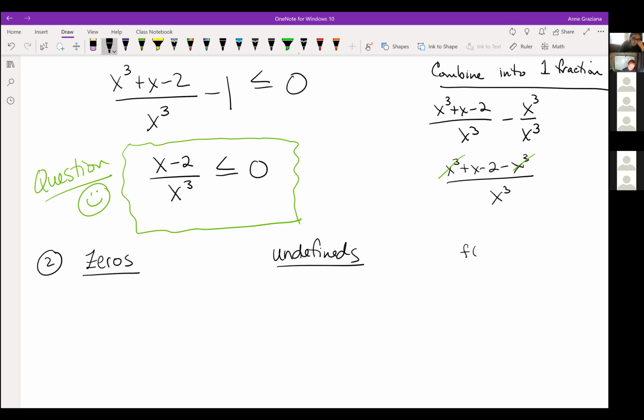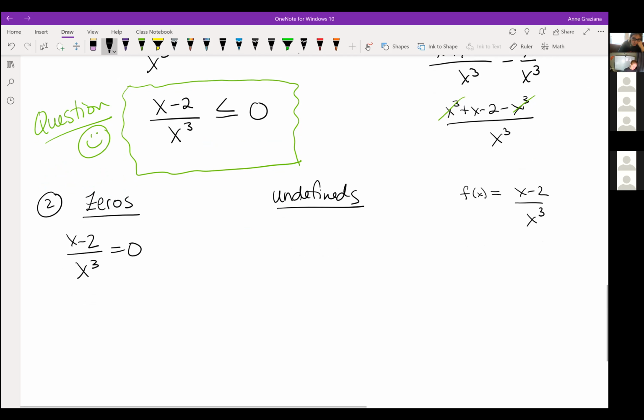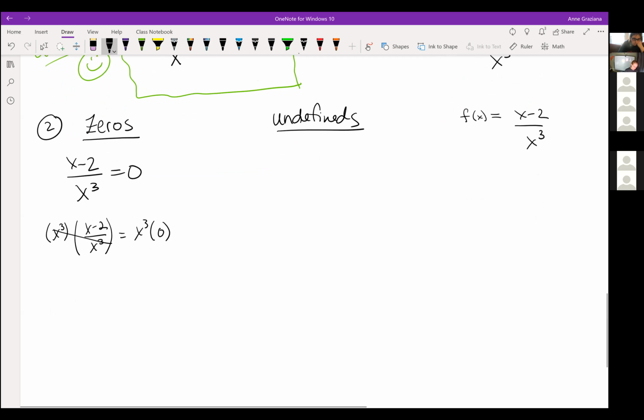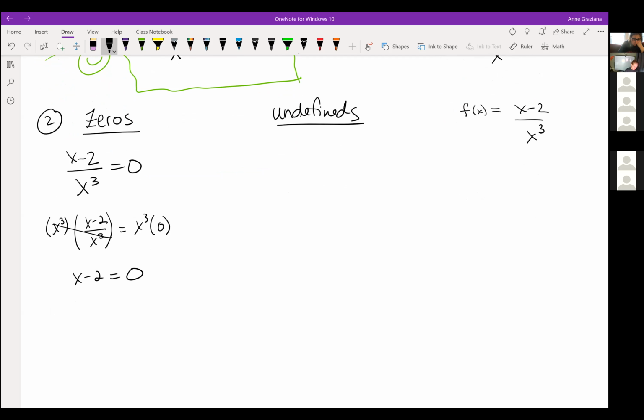So I'm going to write this. This is my function. F of x is equal to x minus 2 over x cubed. And let's set this thing equal to 0 to get the zeros. Okay. And then let's multiply both sides by x cubed. Okay. Why is it okay to do that now? Why can I multiply by x cubed now? Because of the equal sign? Yeah, because it's an equal sign.